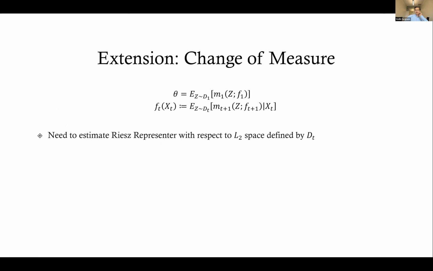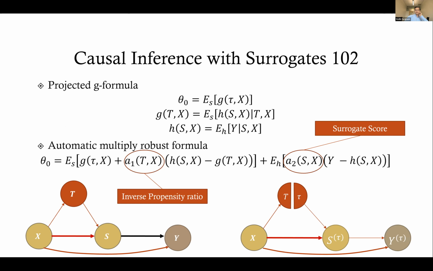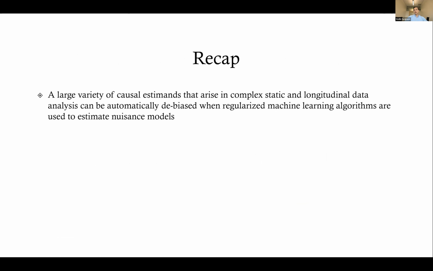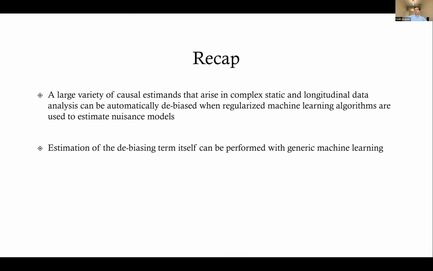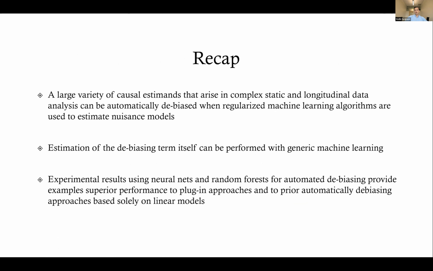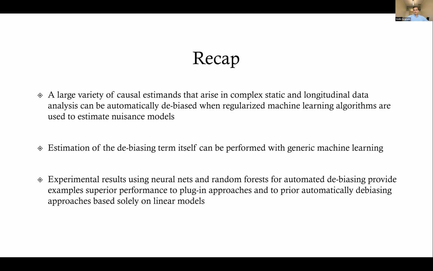To recap, a large variety of causal estimates that arise in complex static and longitudinal data analysis can be automatically debiased when regularized machine learning algorithms are used to estimate the nuisance models, and the estimation of the debiasing term itself can be performed with generic machine learning. And experimental results using neural nets and random forests provide examples of superior performance to plugin approaches and to prior automatically debiasing approaches based solely on linear models. Thank you very much.